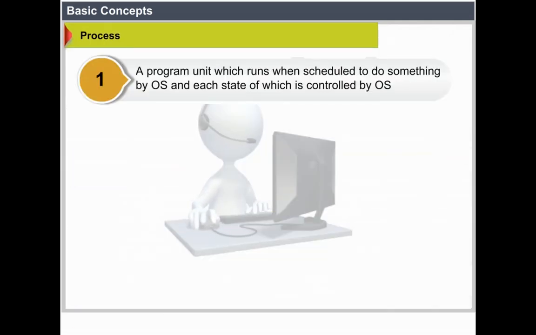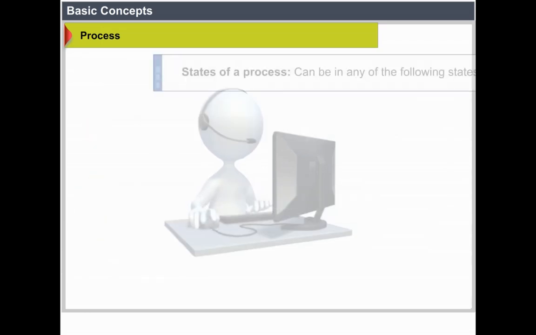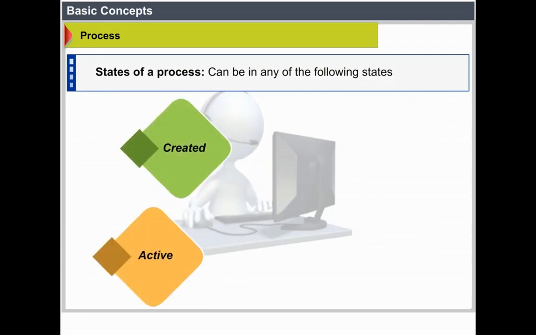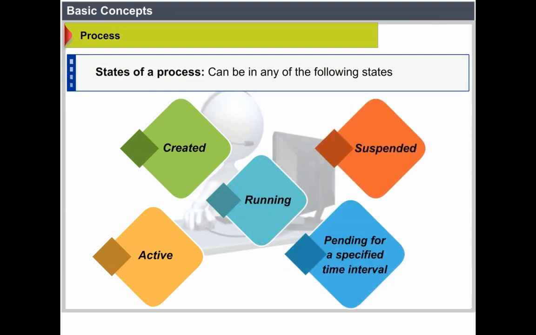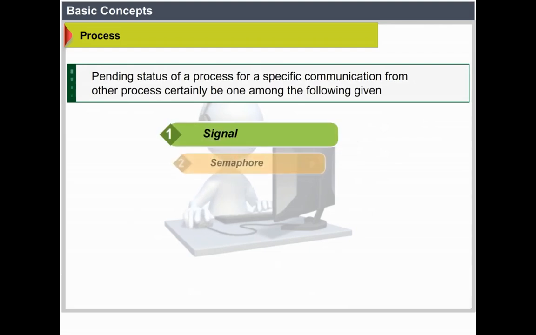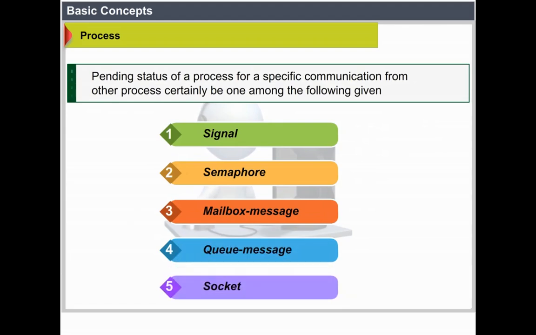Process. A program unit which runs when scheduled to do so by the OS, and each state of which is controlled by the OS. It can call a function or method but cannot call another process directly. A process can be in any of the states: created, active, running, suspended, or pending for a specified time interval, or pending for a specific communication from another process: signal, semaphore, mailbox message, queue message, socket.